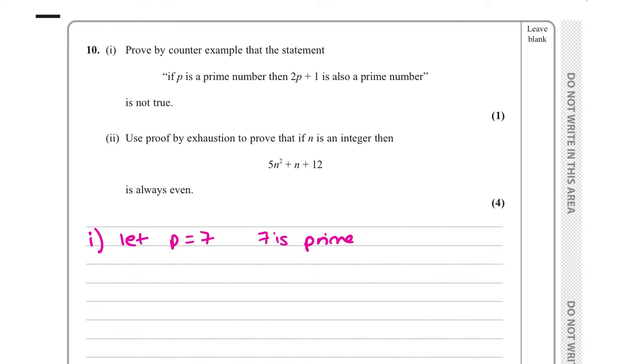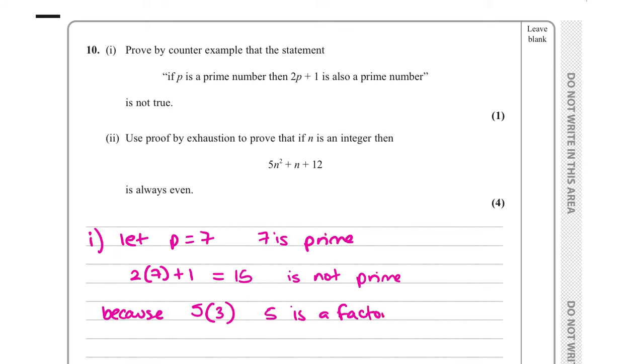So let p equal 7. 7 is prime. So 2 lots of 7 plus 1 equals 15. Yeah? 15 is not prime. Okay? Because, why is 15 not prime? Yeah? 5 is a factor. Therefore, more than 2 factors. And we were probably writing a bit much. Therefore, not prime. Okay? It's just really good.